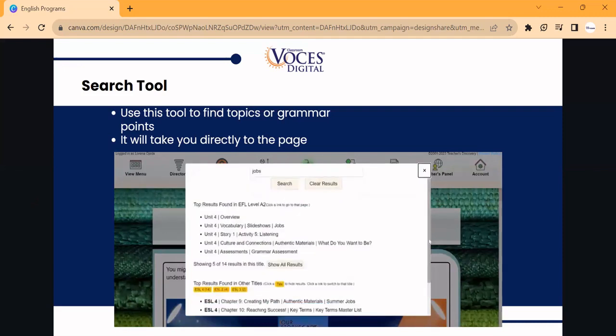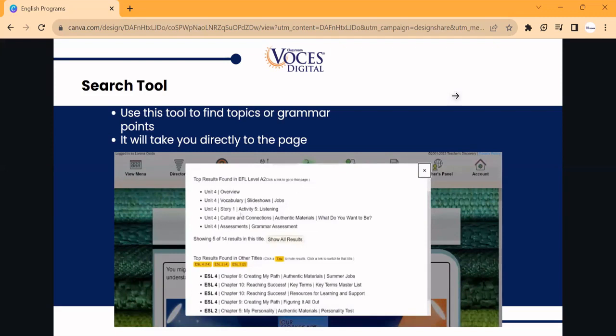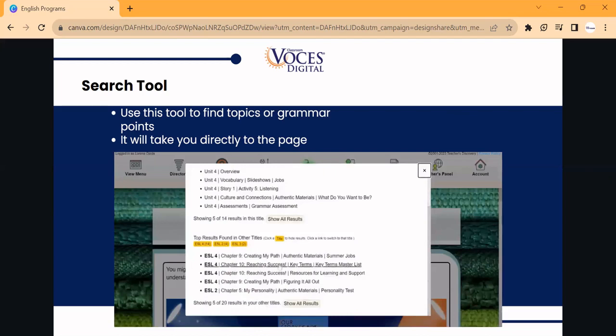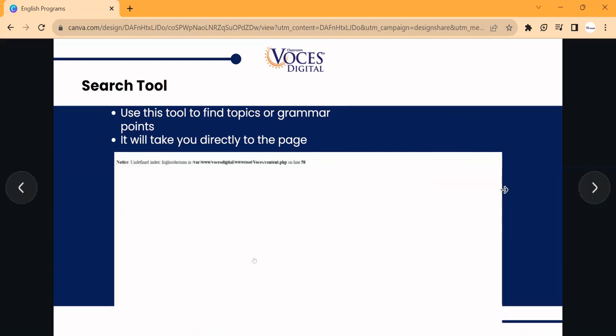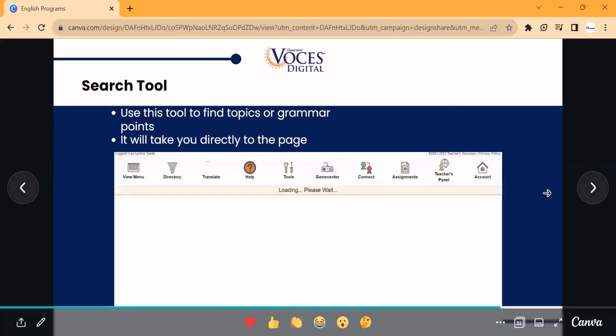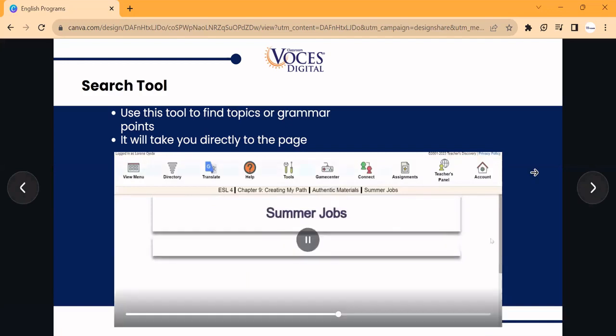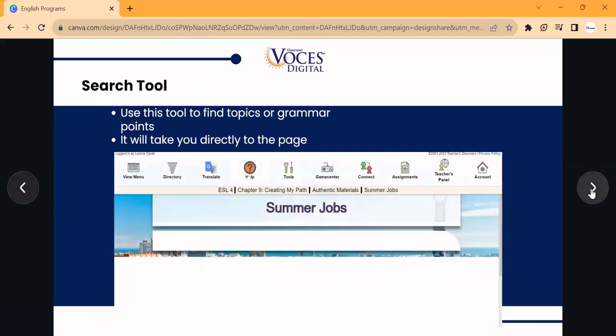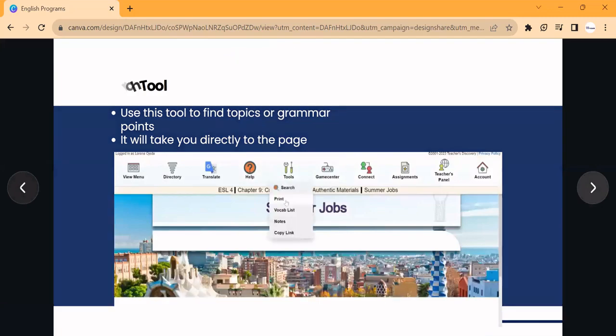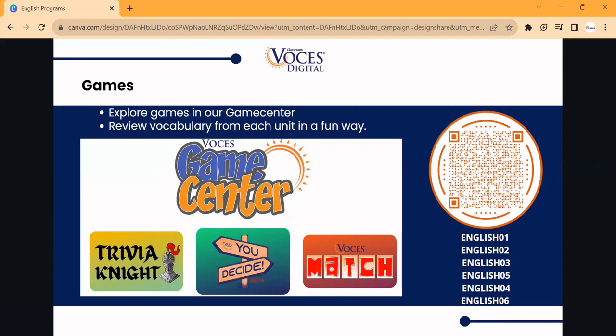This is a search tool that will allow teachers to also find different topics for grammar or any specific theme that they want to do. You know, I think that was also covered by our team members yesterday. Just a quick review of how you can do it and where you can go to get it. Just go to tools, go to search. You can also print.